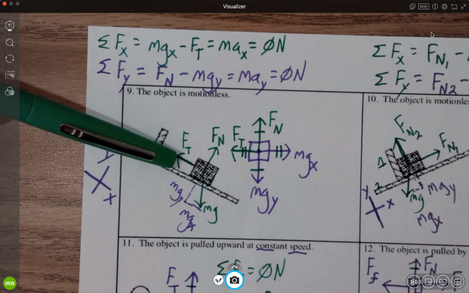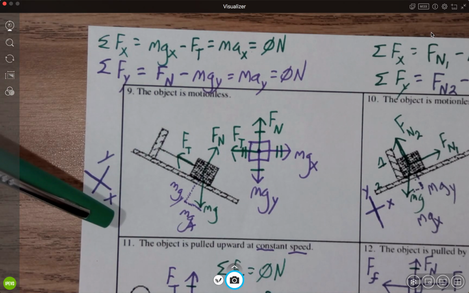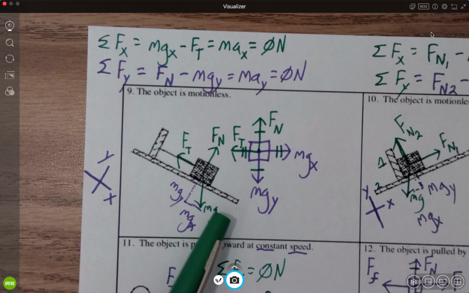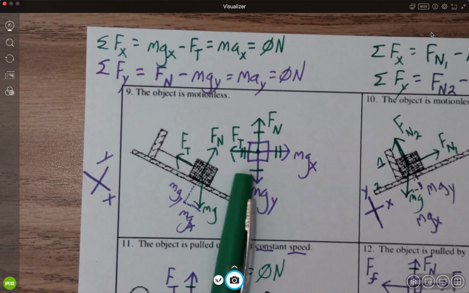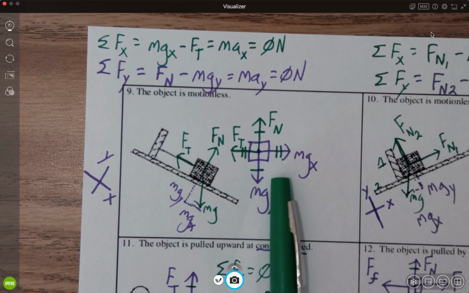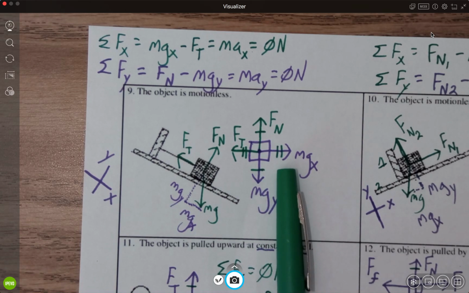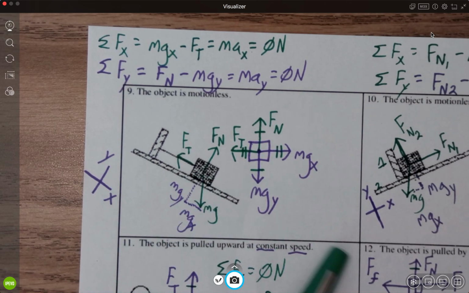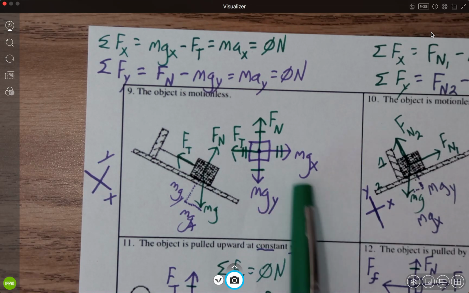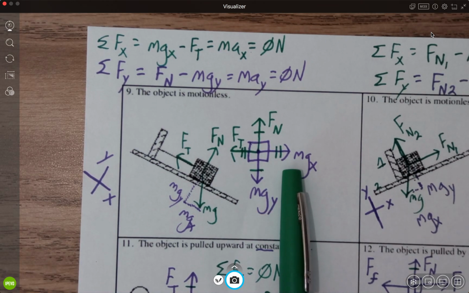Now if we were to cut this cord right here, and let's say this was a frictionless plane, and we cut that cord, there's no more tension force. It's this mg in the x that causes it to accelerate, to make it go down the ramp. And that's why we see this force here acting in this x direction.